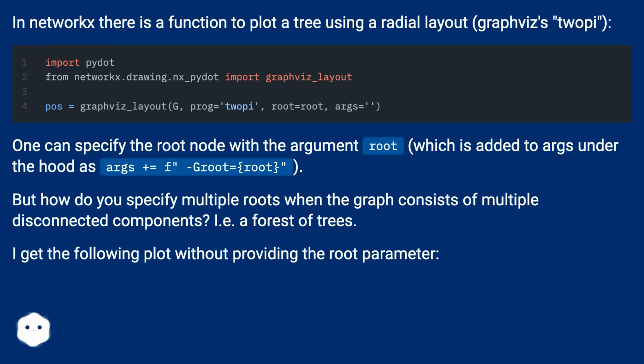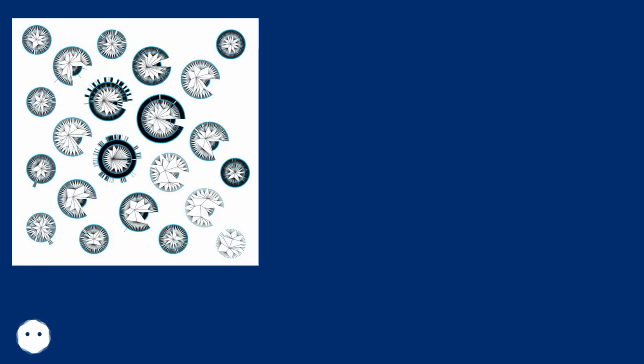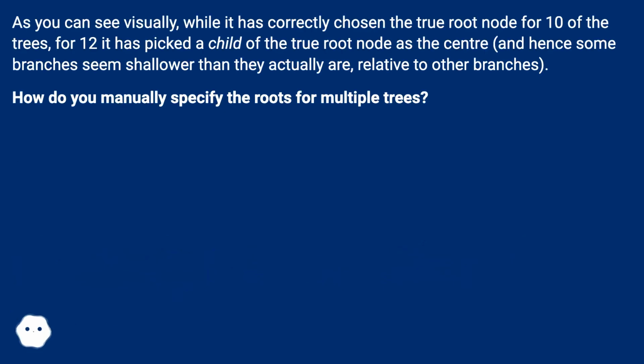But how do you specify multiple roots when the graph consists of multiple disconnected components, i.e. a forest of trees? I get the following plot without providing the root parameter. As you can see visually, while it has correctly chosen the true root node for 10 of the trees, for 12 it has picked a child of the true root node as the center, and hence some branches seem shallower than they actually are, relative to other branches. How do you manually specify the roots for multiple trees?